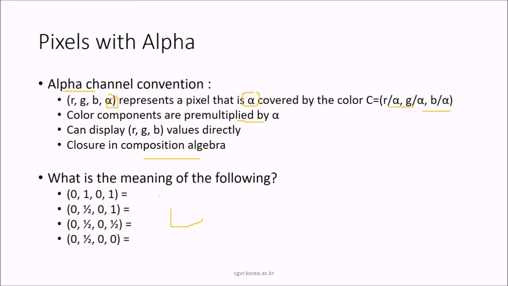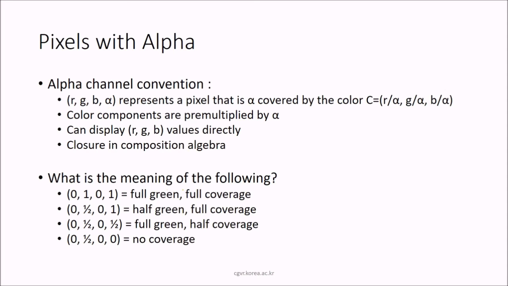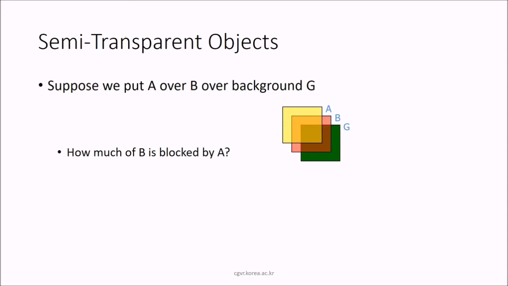So these are the options. You can just try it. 0 1 0 1, that means full green and full coverage. One more we can take, 0 half 0 0, that means no coverage. So this is how alpha will change the look and feel.